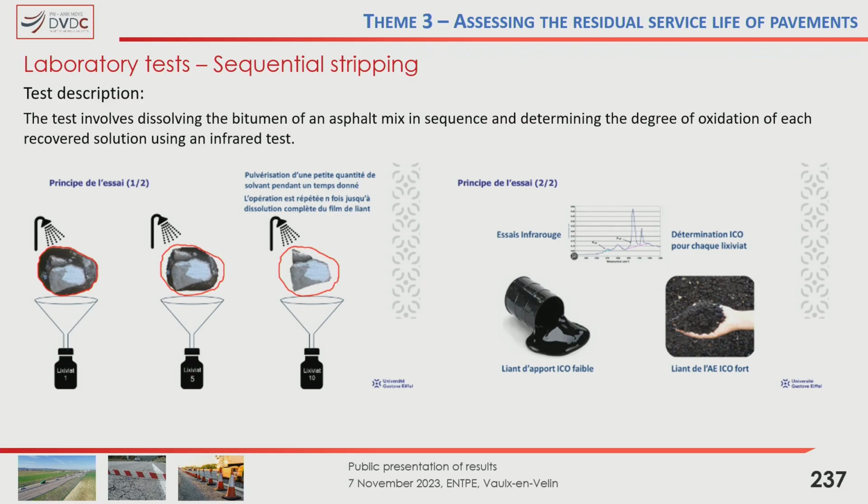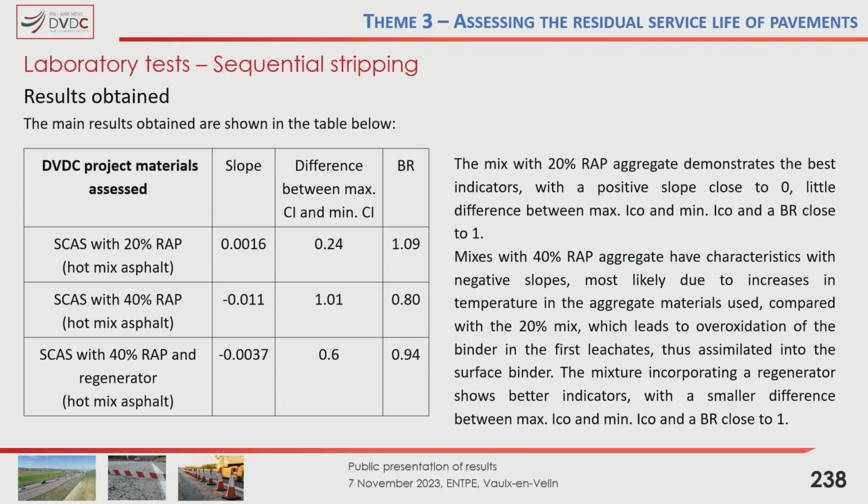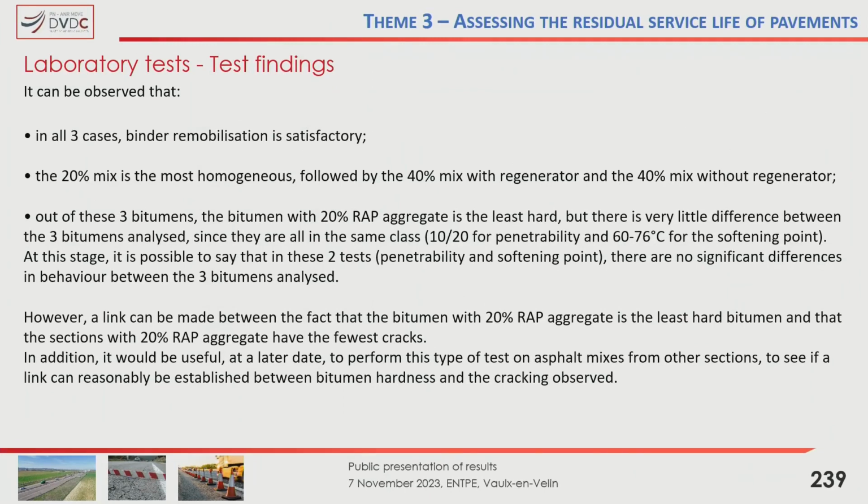You either work out whether the mix is homogeneous or whether it's begun to separate. Here you've got the main results that we obtained following on from the measurements. Obviously, we look at the slope. That's very important. If the slope amounts to 0, then it means that the results should be homogeneous. This was the case for pretty much all the samples. And as you can see, the BR is very close to 1. So overall, the results are pretty harmonious.